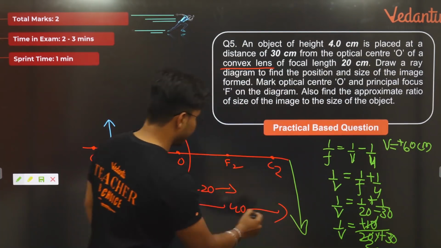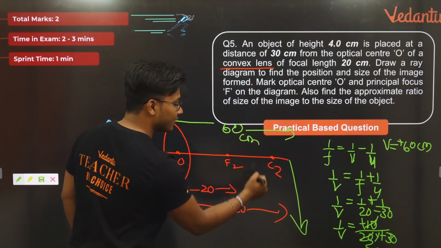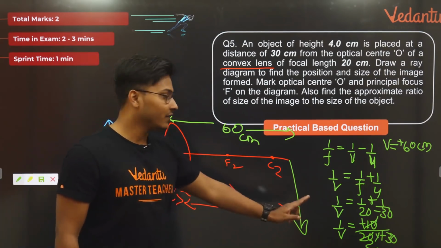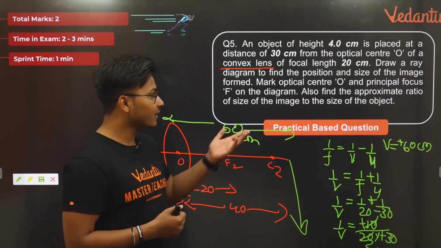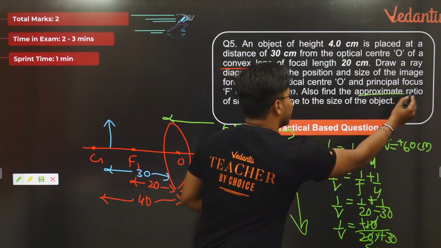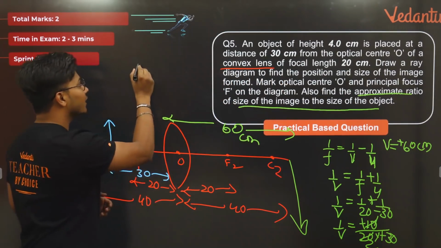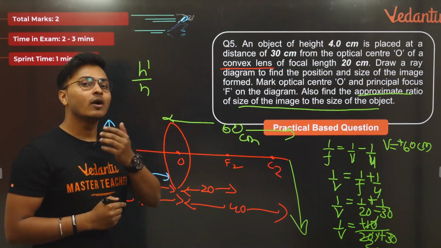So what is this distance? 60 centimeter. You must get a value greater than the center of curvature, because the center of curvature is at 40 and the image forms beyond it, so the value of v should be 60 centimeter, positive. That is all. And it is also asked: also find the approximate ratio of the size of the image to the size of the object. That means they are asking us to find the ratio h dash by h, the size of the image by the size of the object. What is the formula?